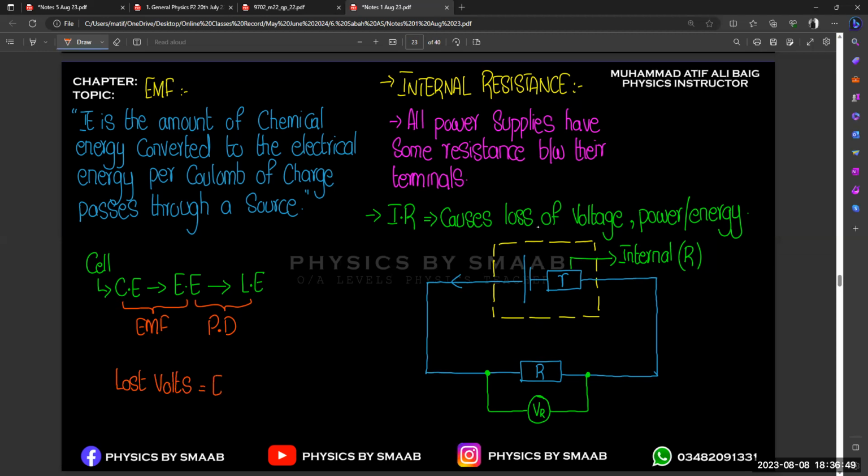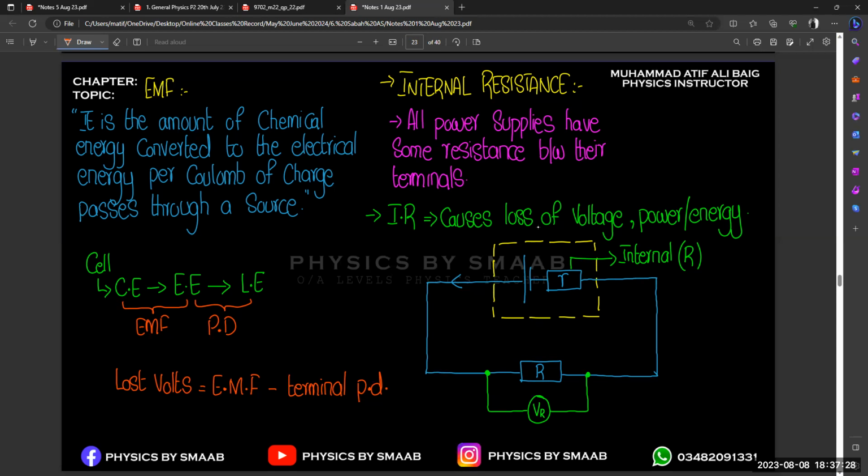So EMF minus terminal potential difference. First we need to find the total value of voltage connected with the battery. Then we need to find the potential difference throughout the circuit. Then we can subtract and find the value of what we initially get and what we finally receive. There will always be a difference because of that internal resistance.